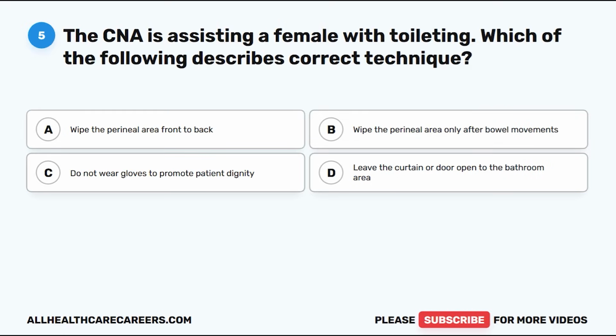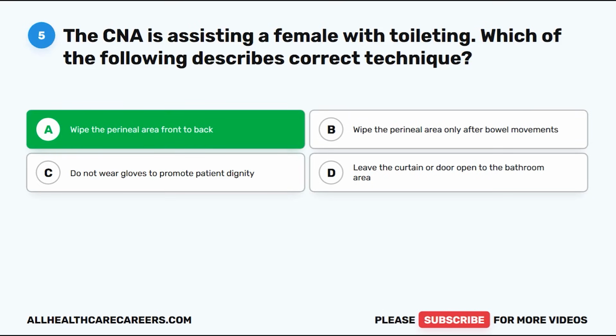Question 5. The CNA is assisting a female with toileting. Which of the following describes correct technique? Option A. Wipe the perineal area front to back. B. Wipe the perineal area only after bowel movements. C. Do not wear gloves to promote patient dignity. D. Leave the curtain or door open to the bathroom area. The correct answer is A.